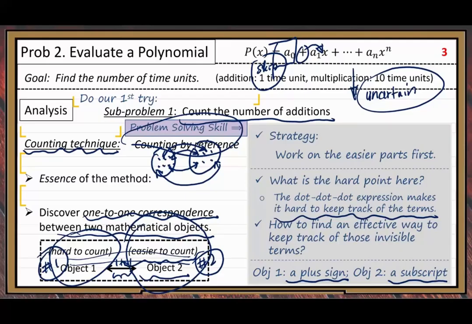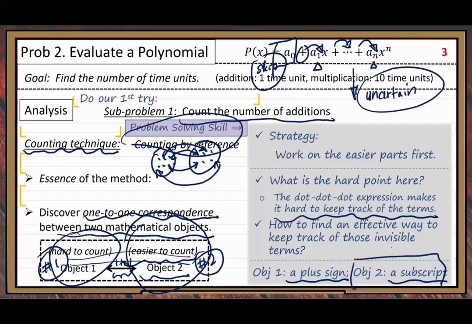So the first plus sign corresponds to the subscript of A1. Second, and so on. The last one corresponds to the subscript of An. Is that a one-to-one correspondence? Yes, it is. Then we can do the counting, because this time counting subscripts is much easier, right?